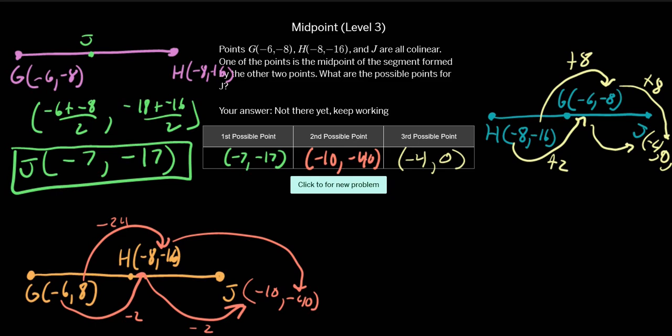And I realized an error I made on the second one. This was supposed to be a negative 8 over here, meaning that I am subtracting 8 to get to 16. Let's fix that 8 real quick. Subtracting 8 to get to negative 16, which means I would subtract 8 again. So instead of negative 40, that should be negative 24 here. Sorry about that.